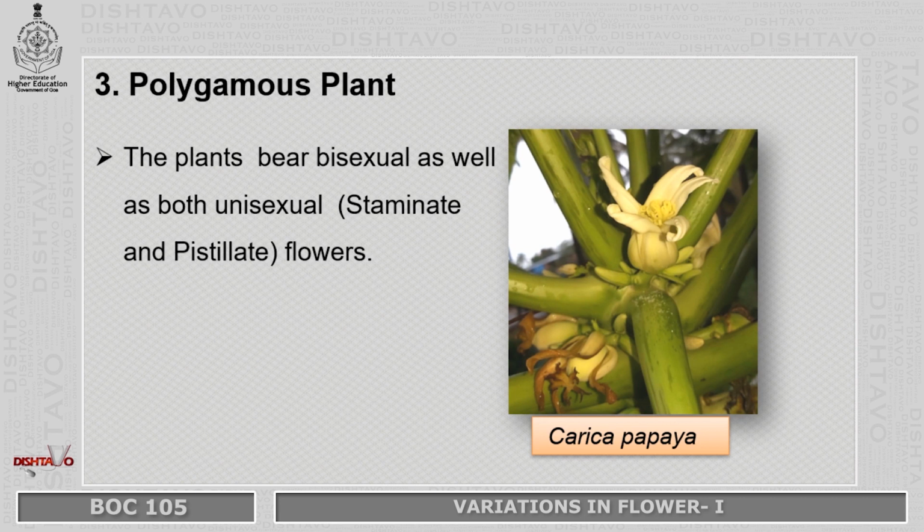The third type of category is polygamous plant. There are certain varieties of Carica papaya which bear bisexual as well as unisexual flowers, that is unisexual staminate and pistillate flowers. These plants are called polygamous plants.